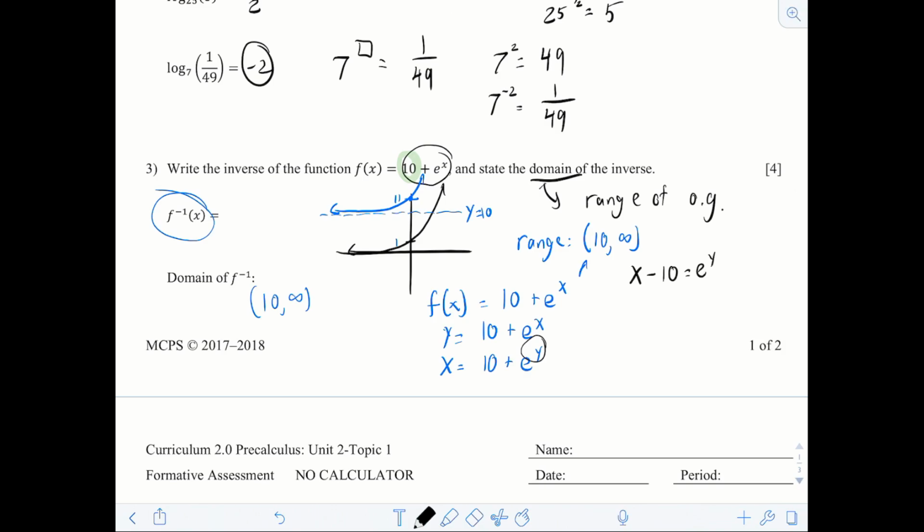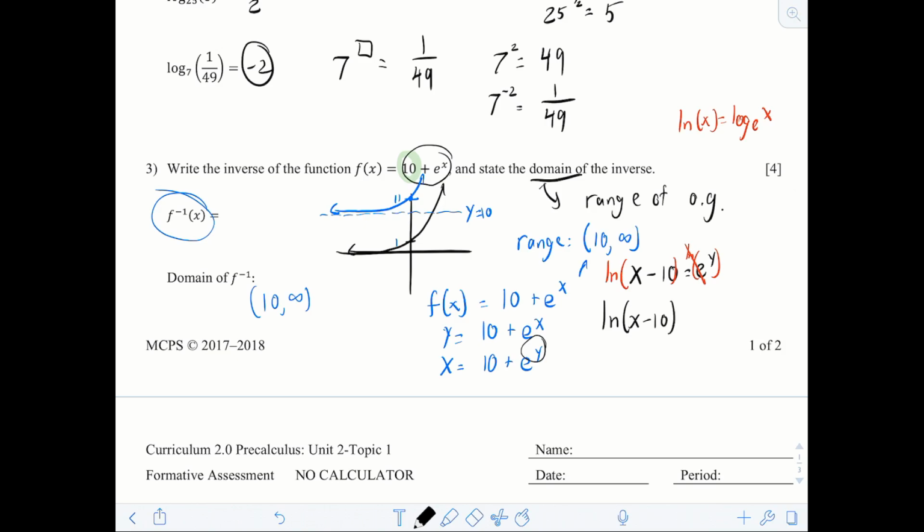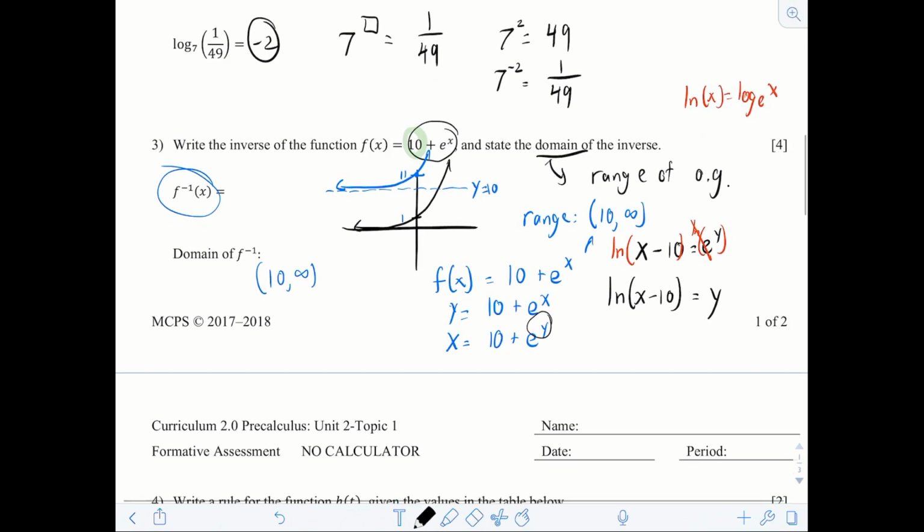Now, how do I undo, in a sense, that e and bring down the y? What we're going to do is take ln of both sides. Now, why am I choosing ln? Well, ln of x is the same exact thing as saying log base e of x. So it's going to cancel with the e and bring down the y. So I'm going to write ln of x minus 10 is equal to y. So that is going to be my inverse function. So I can write this as ln of x minus 10. And since I already did the domain, that should be fine.